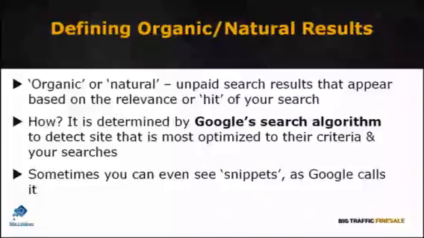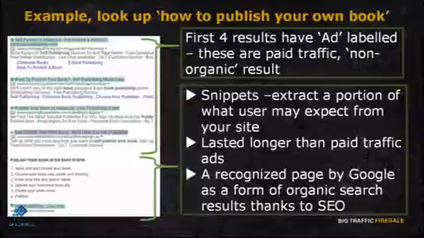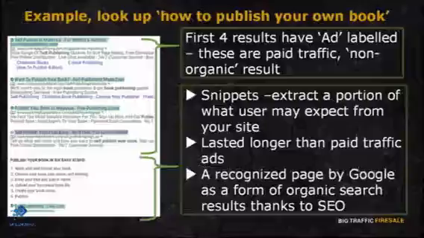What is the algorithm behind a Google search for SEO, you ask? We will uncover that during our special step-by-step on how to optimize your site. For now, here's a better picture of these organic search results. Say, for example, you look up in Google browser on how to publish your own book, or simply publish your book. You'll see up to 10 search results from this first page. As you can see, the first 4 results have ad labeled beside their link. These are paid traffic ads or simply non-organic results.